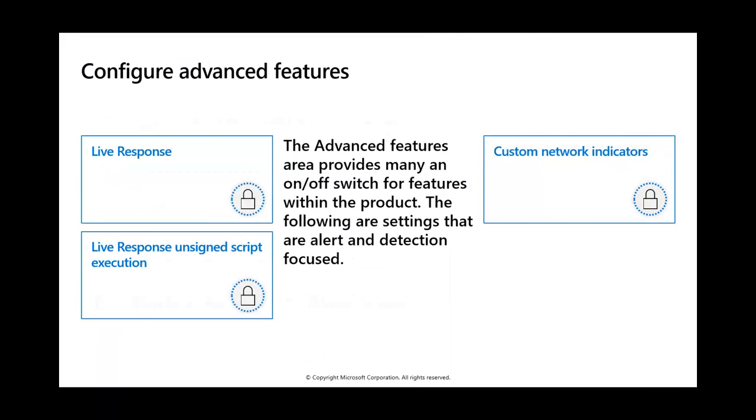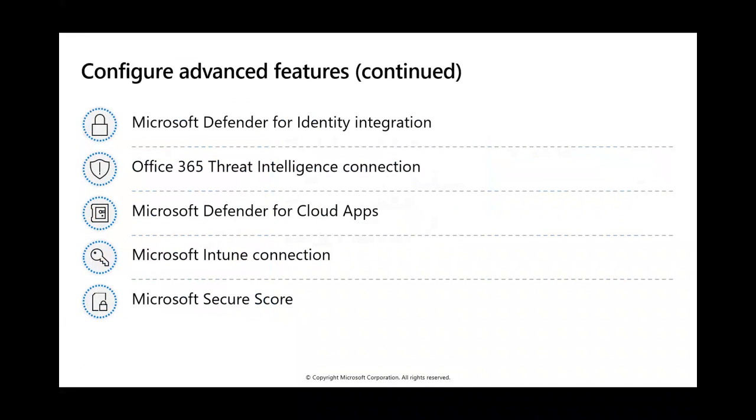Enabling this feature allows you to run unsigned scripts in the live response session. Then there are custom network indicators. Turning on this feature allows us to create indicators for IP addresses, domains, or URLs, which will determine whether they will be allowed or blocked based on our custom indicator list. Some other advanced features: configure Defender for Identity integration, which retrieves user and device data from Microsoft Defender for Identity and can forward Microsoft Defender for Endpoint signals.